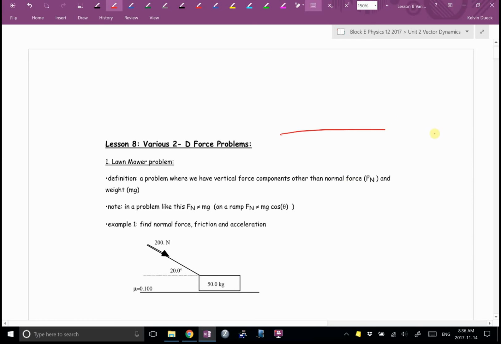It's where you have an object on a horizontal flat surface, but the force itself is at an angle. You're either pushing down the lawnmower handle, or if instead of a handle you had a rope, you could be pulling up at an angle on the rope. Did I say angle? Guess what this is going to be a job for? Components. Okay? The tricky part here is it's very, very easy to mix things up and miss things.